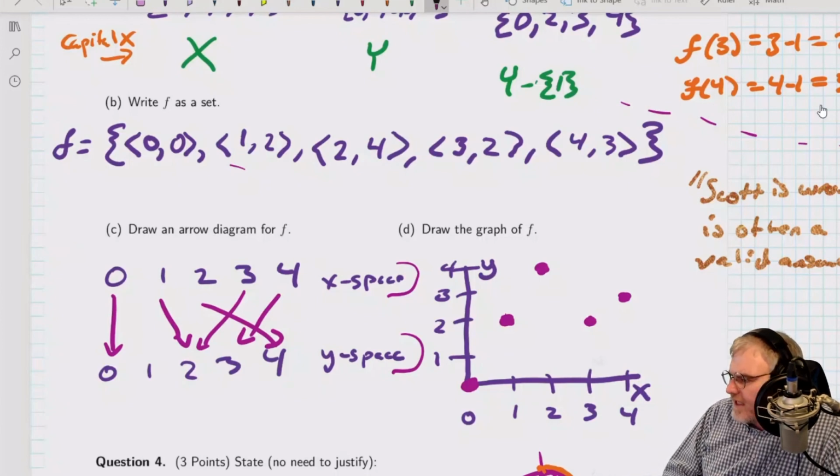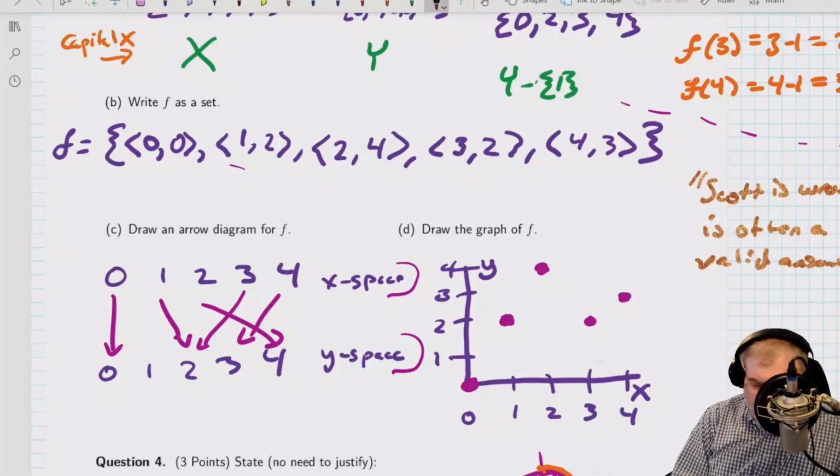How do we feel about that little arrow diagram, 1 to 5? Multiple choice. Arrow diagram. 1, 2, 3, 4.